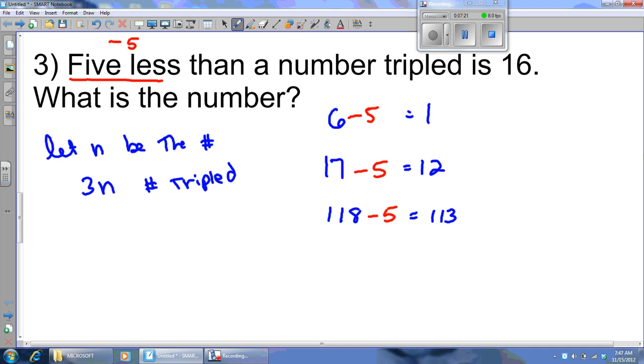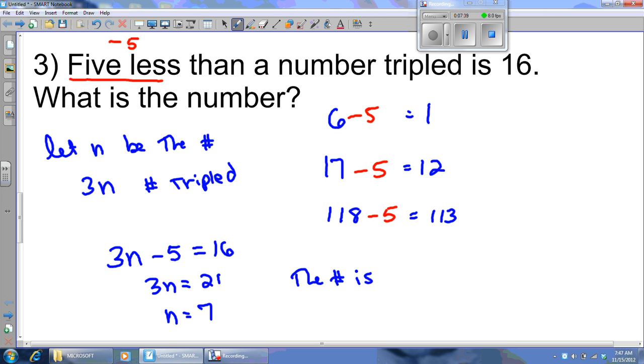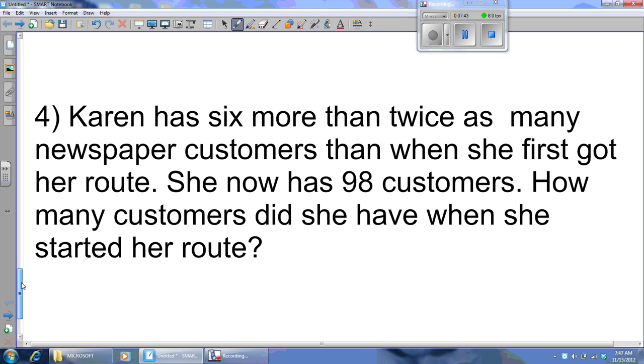Okay, so 5 less than a number tripled. So 3n is my number tripled. I need 5 less than that, and that's going to equal 16. When I solve this, I'm going to get 3n is going to equal 21, and then n is going to equal 7. So the number is 7. Okay, let's go down here.